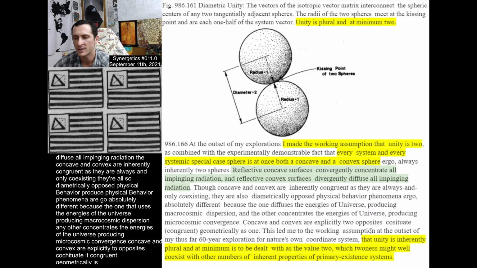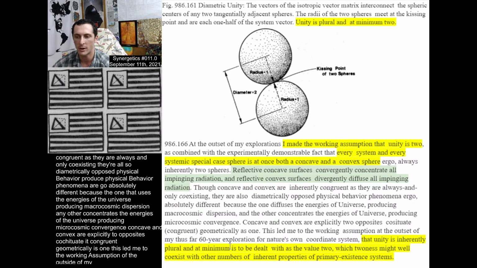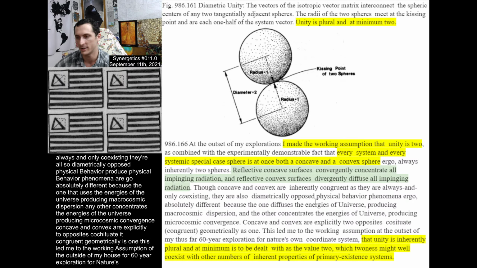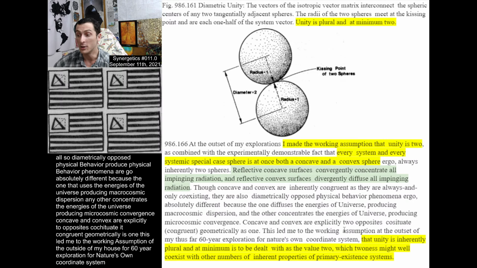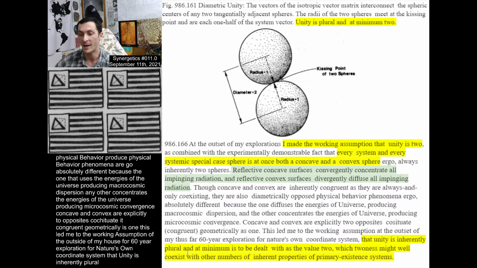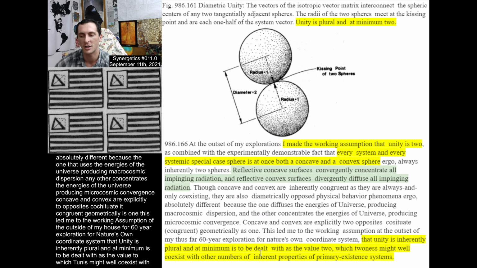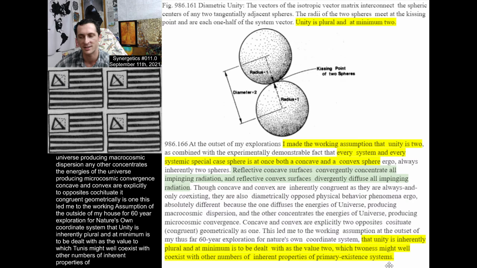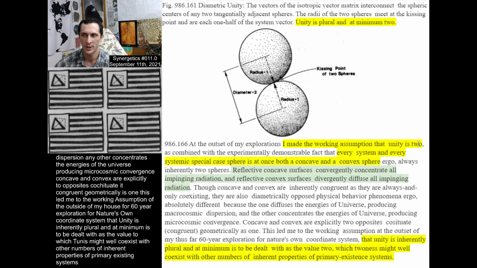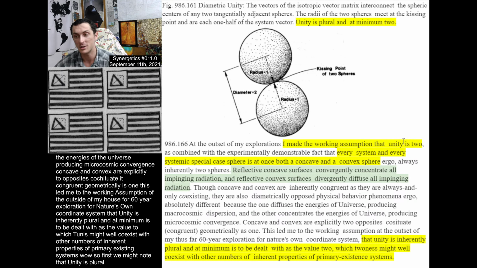This led me to the working assumption at the outset of my thus far 60-year exploration for nature's own coordinate system that unity is inherently plural and at minimum is to be dealt with as the value 2, which two-ness might well coexist with other numbers of inherent properties of primary existent systems. Wow. So first we might note that unity is plural and at minimum 2.